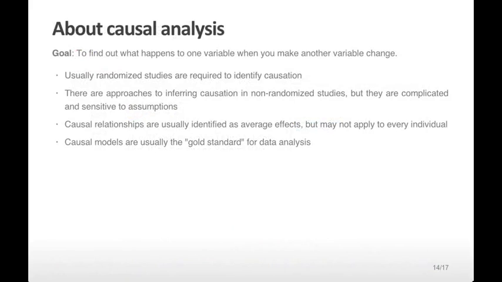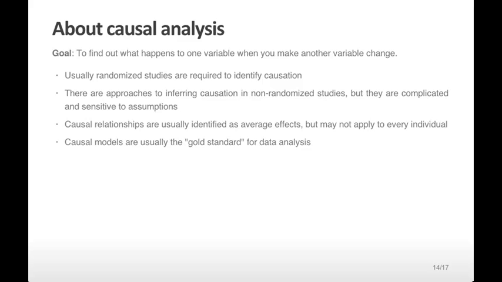The next kind of analysis is causal analysis. Here the goal is to find out what happens to one variable when you actually force another variable to change. To understand causal relationships, we usually require a randomized study. There are approaches to inferring causation in non-randomized studies, but they are complicated and sensitive to assumptions. Causal relationships are usually identified as average effects, but do not apply to every individual.